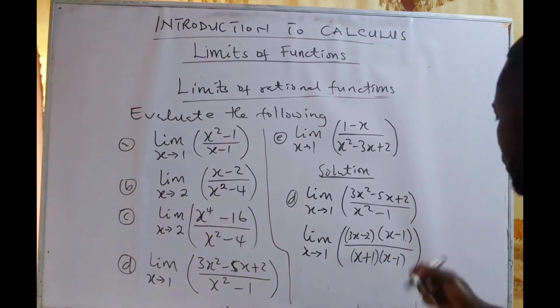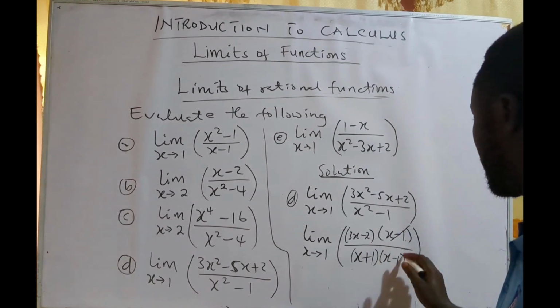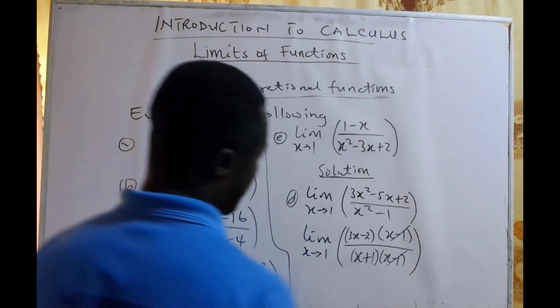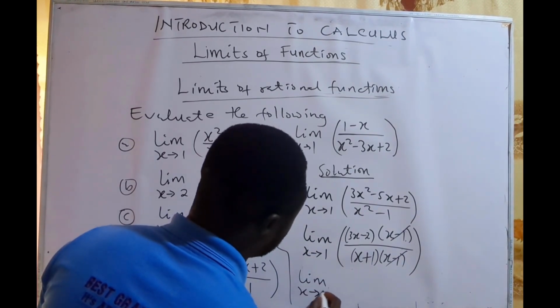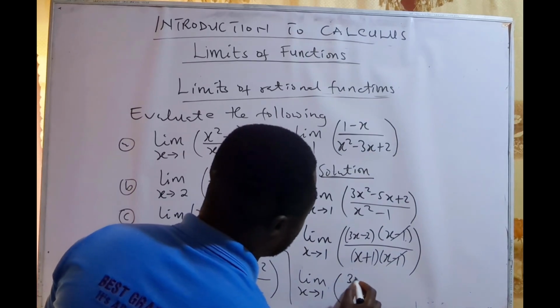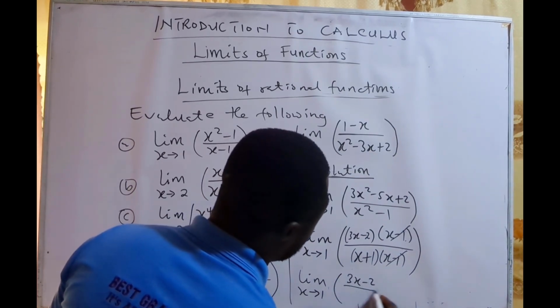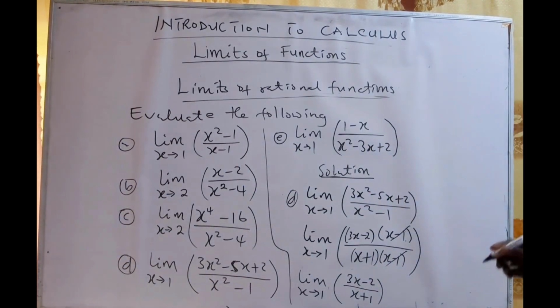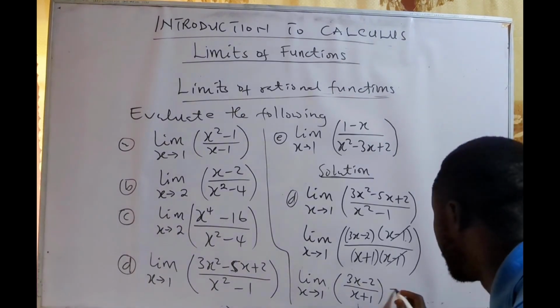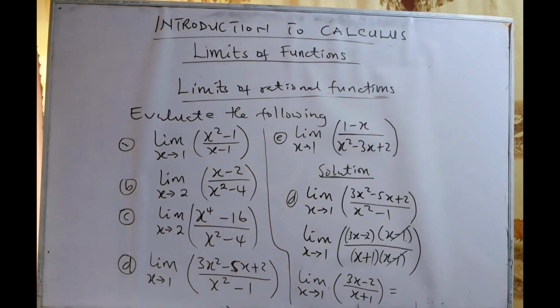Then what do you do now? s minus 1 will cancel s minus 1. So that we have what? The limit of the function as s approaches 1 of 3s minus 2 over s plus 1. I think we can continue from here. So now we substitute the 1.